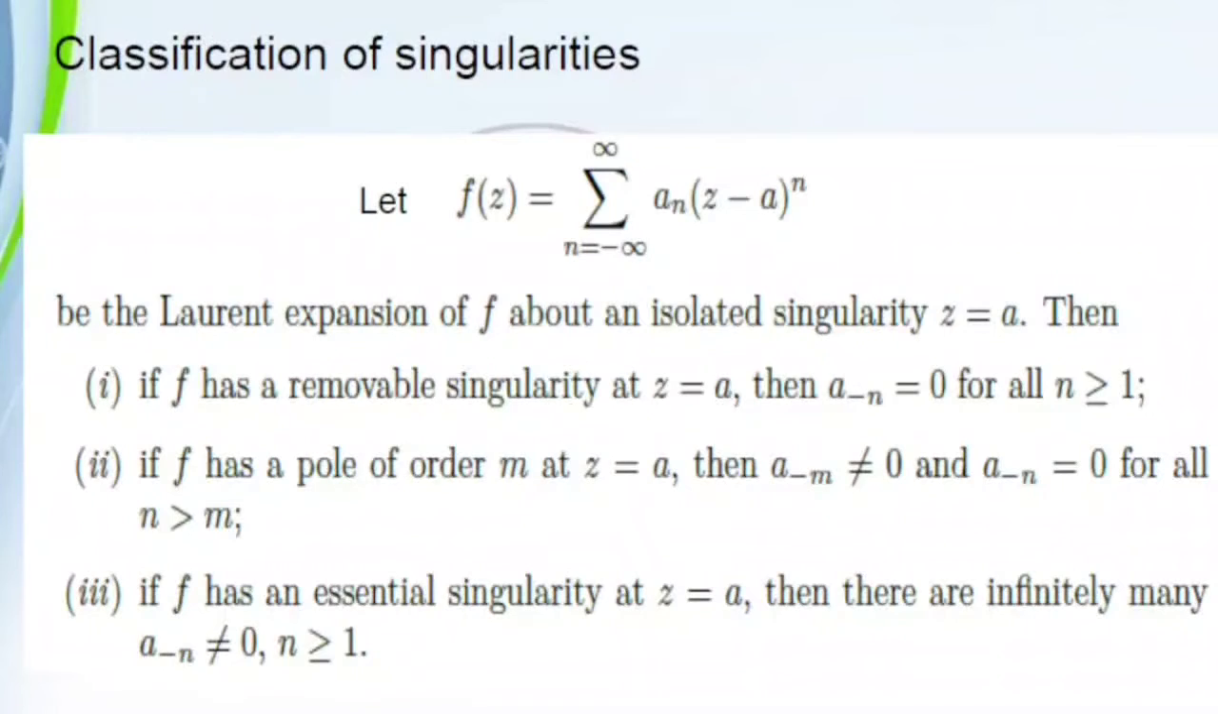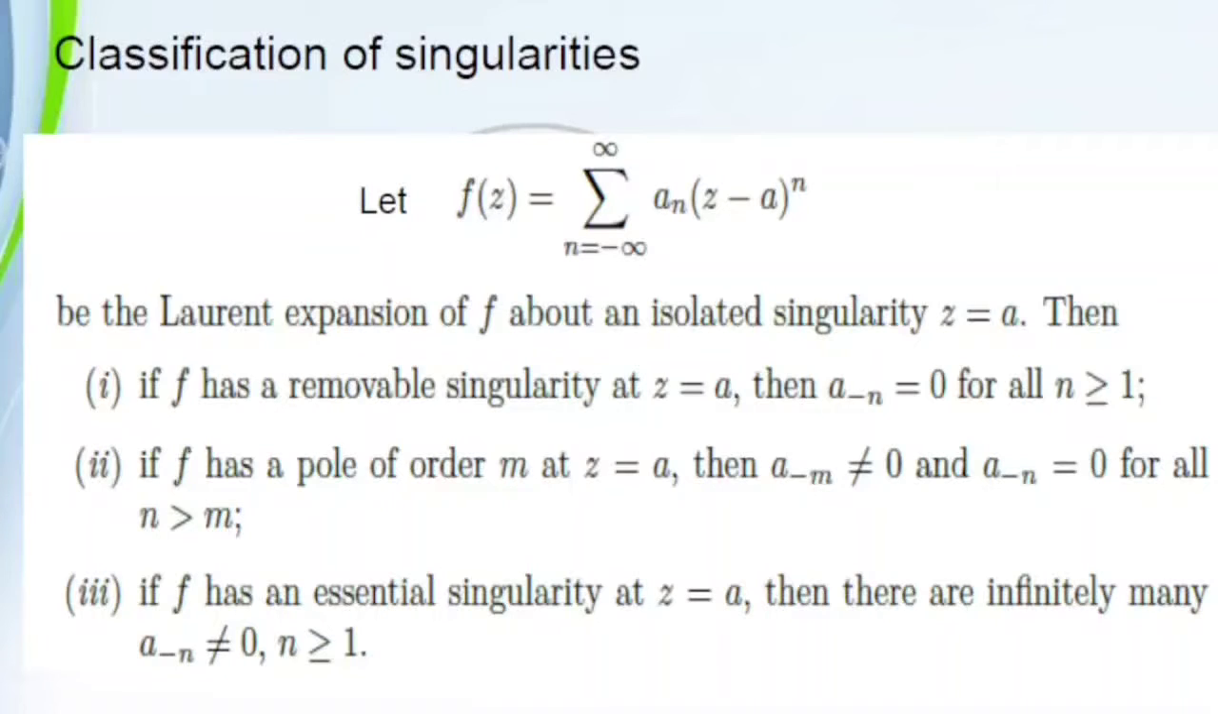We have a classification of singularities based on the powers of 1 by z minus a. Let f of z equal sigma n equal to minus infinity to infinity a_n into z minus a raised to n be a Laurent series expansion of f about an isolated singularity z equal to a. If f has a removable singularity at z equal to a, then a_minus n, that means all the negative powers of z, are 0 for all n greater than or equal to 1.